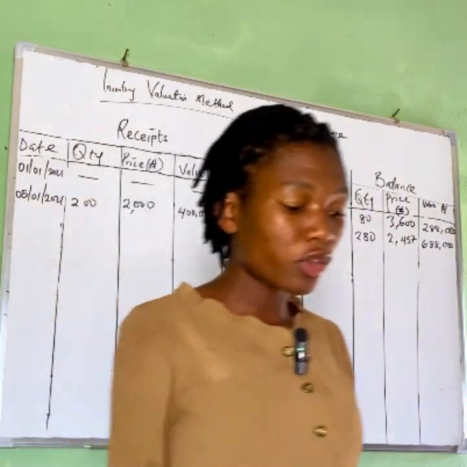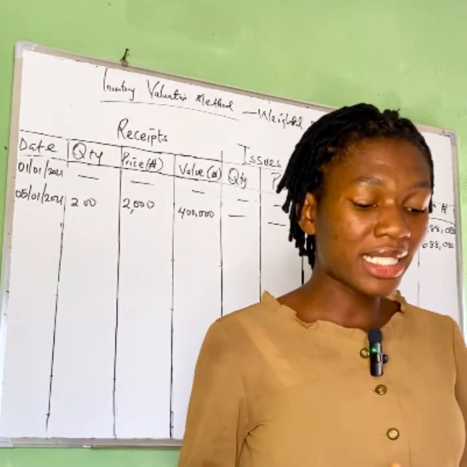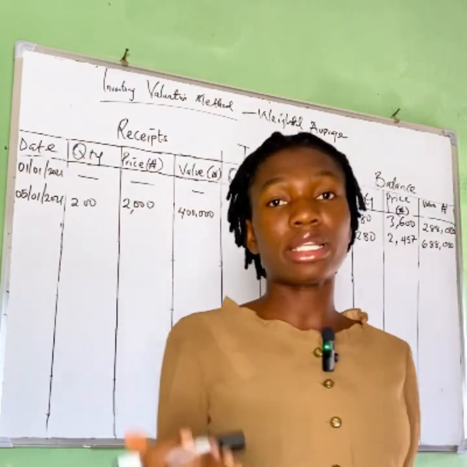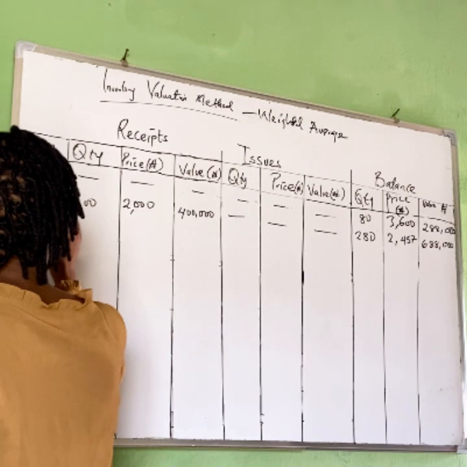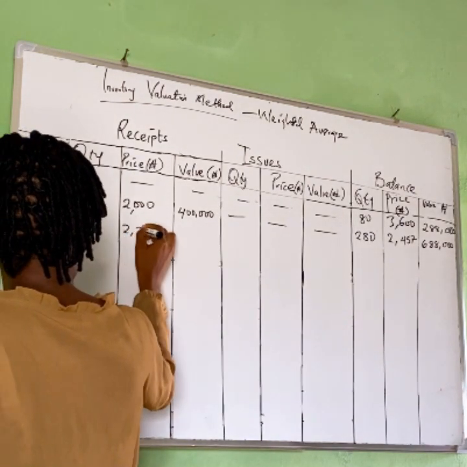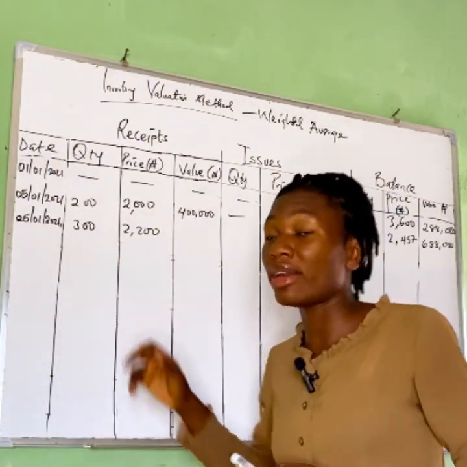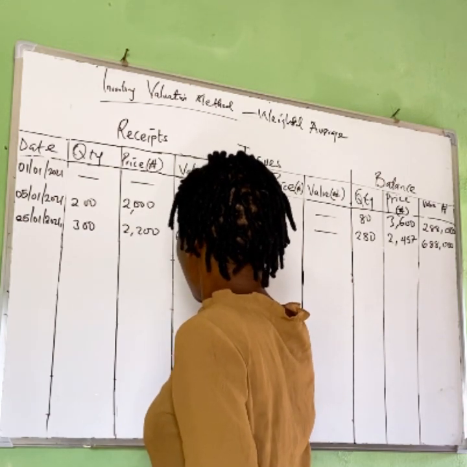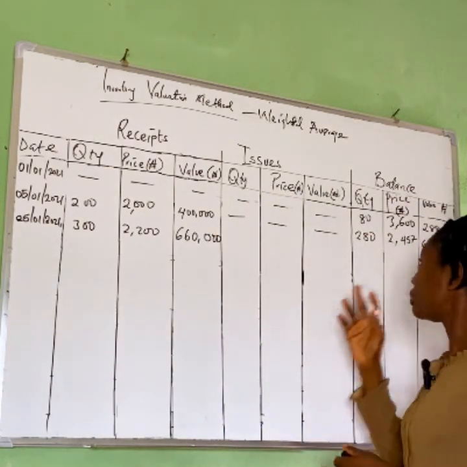All right, now for the next, we have 25th of January. The same year, we purchased 300 bundles of net at 2,200 naira each. Another receipt, right? 25th of January. So how do we get the value of our receipt? We multiply, right? When we do this, we should be having 160,000 naira. Since this is still a receipt, it means price will still be what?